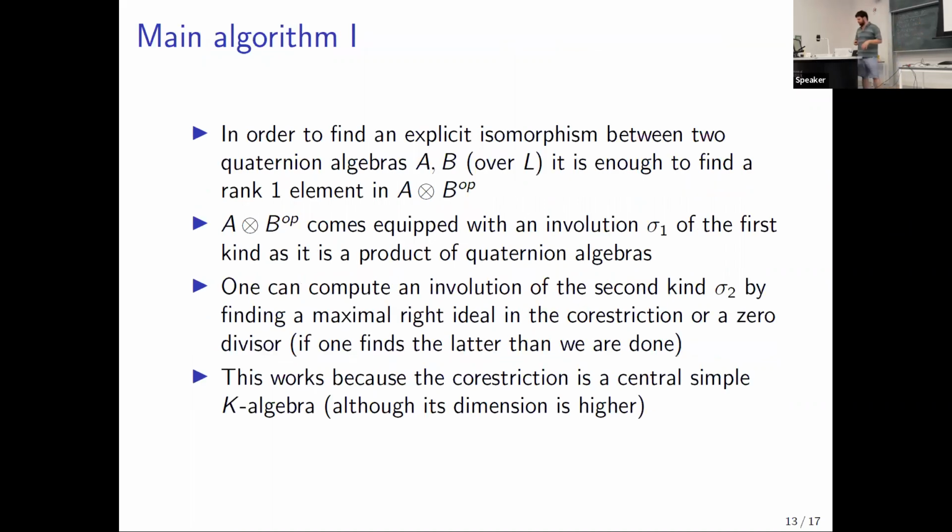Okay, so I'm ready to describe the main algorithm. Again, the starting point is two quaternion algebras over a quadratic extension. As I mentioned at the beginning, finding an explicit isomorphism is the same as trivializing A tensor B. And that gives me an algebra isomorphic to M4(L).